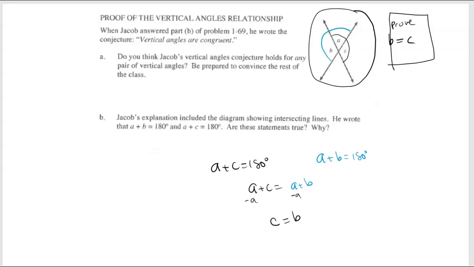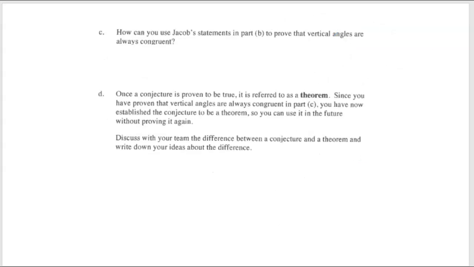Once we have proven something to be true, we no longer have to call it a conjecture, we get to call it a theorem. So once a conjecture is proven to be true, it is now a theorem. So what we wrote out originally, we said vertical angles are congruent, as our conjecture. So now what I want you to write down is that this is actually now our theorem.